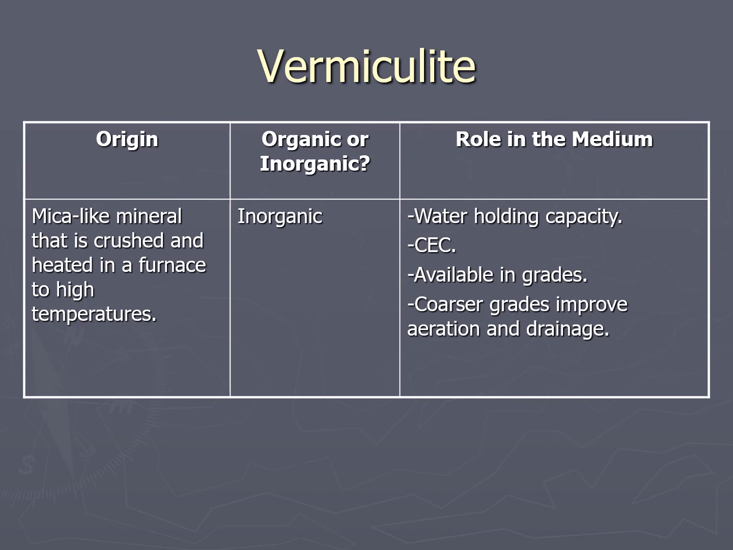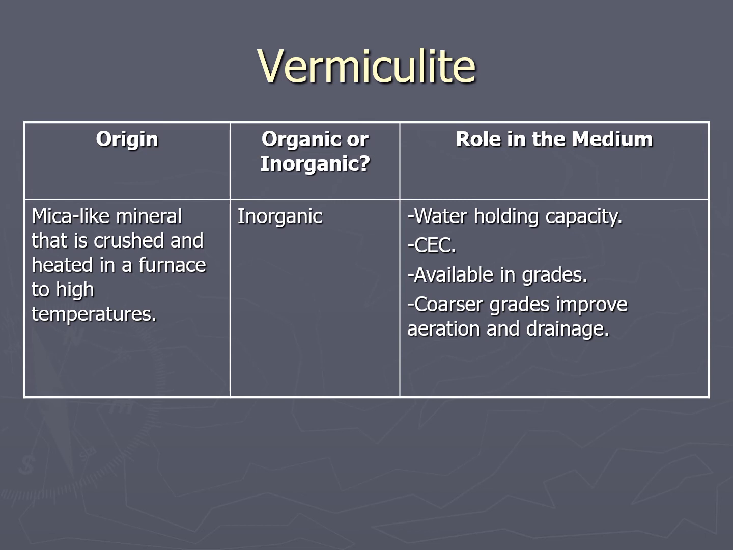Vermiculite is a mica-like mineral that's crushed and heated in a furnace to high temperatures. So in that regard, it's very similar to perlite. It is inorganic, and unlike perlite, vermiculite does have water holding capacity and cation exchange capacity. So it does hold nutrients.